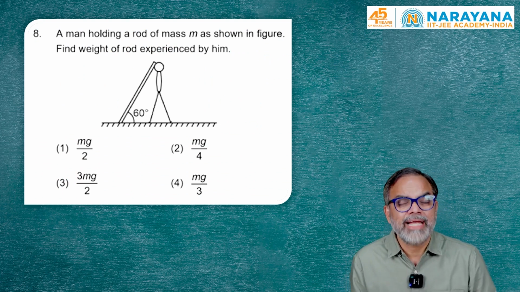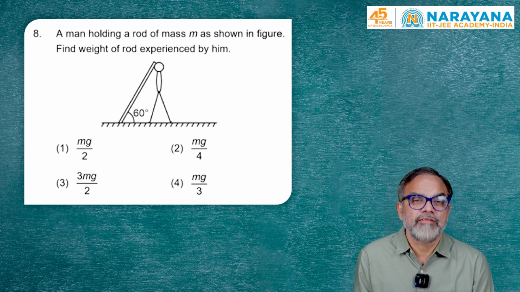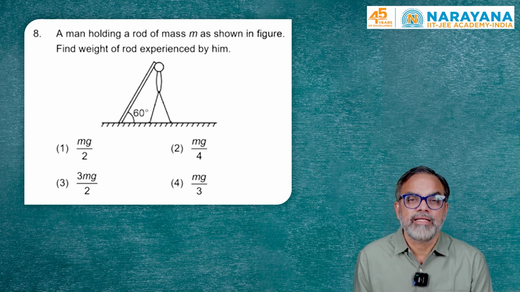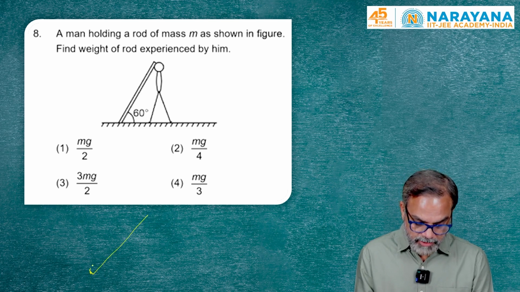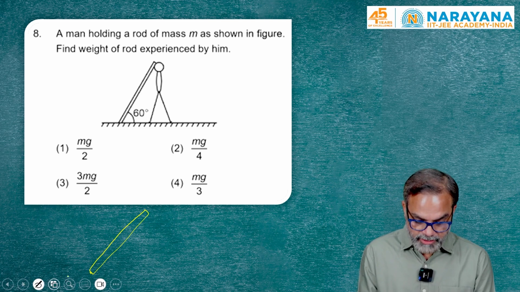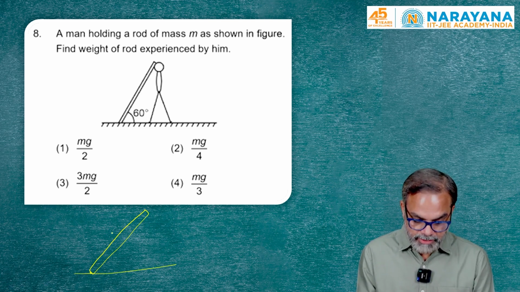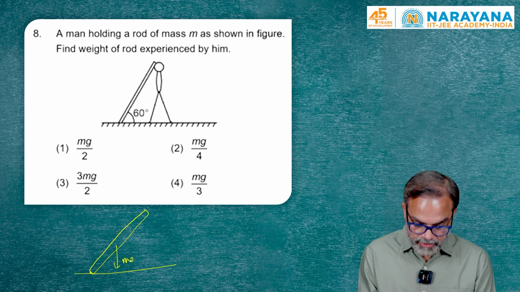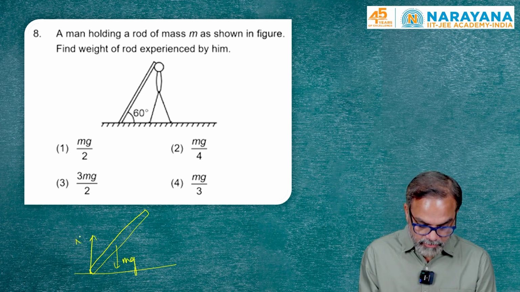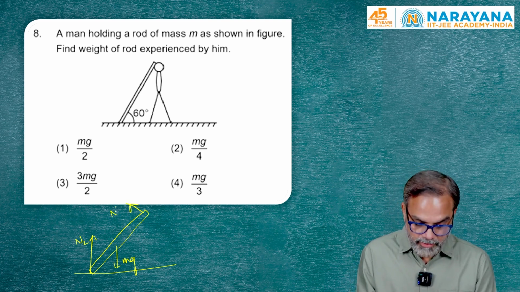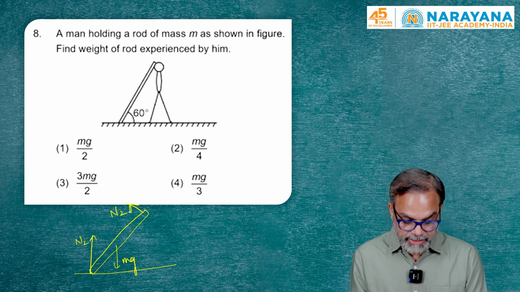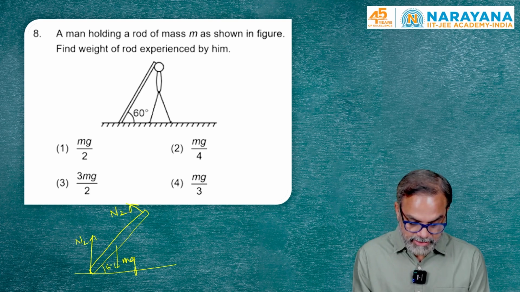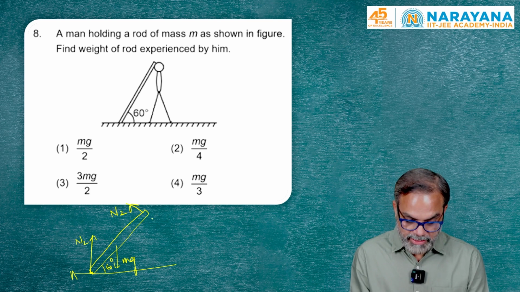A man holding a rod of mass m as shown in the figure, find the weight of the rod experienced by him. So what we need to do over here is draw the FBD of the rod. If we draw the FBD of the rod, it will be mg, the weight of the rod. There will be a normal reaction from the ground and there will be a normal force from the man who is holding the rod, and we have to find out N2. This angle is 60 degree. So this is A and this is B.